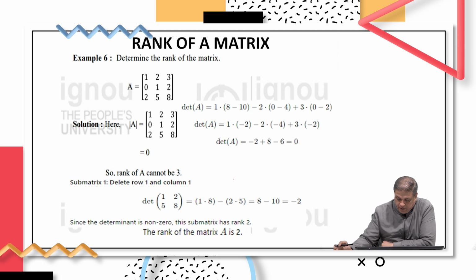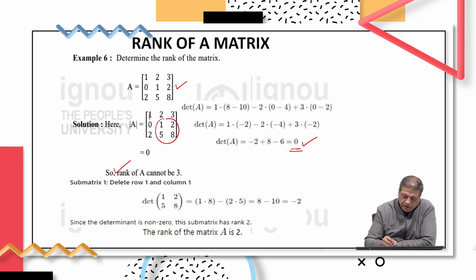Let me give you one more example. Here, we are supposed to determine the rank of a matrix. If we calculate the determinant of the given matrix A, which is 1 2 3, 0 1 2, 2 5 8, you will find that the determinant turns out to be 0. So, that means the rank of A is not 3. Now, if we target the submatrix 1 2, 5 8, its determinant is not 0; it turns out to be minus 2. So, that means the rank of matrix A is 2.